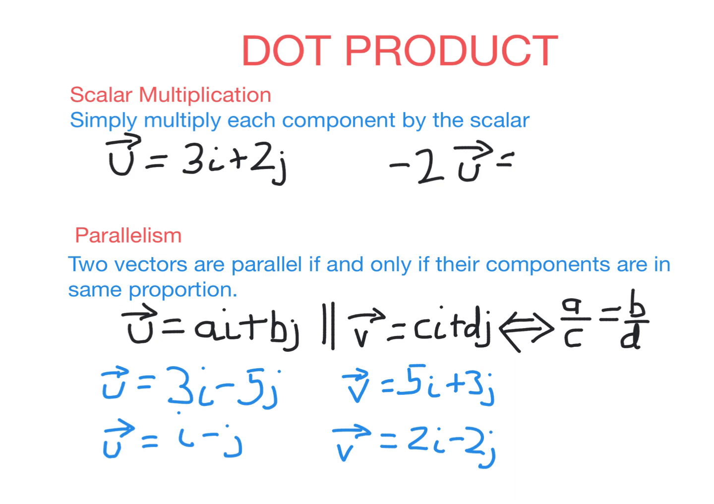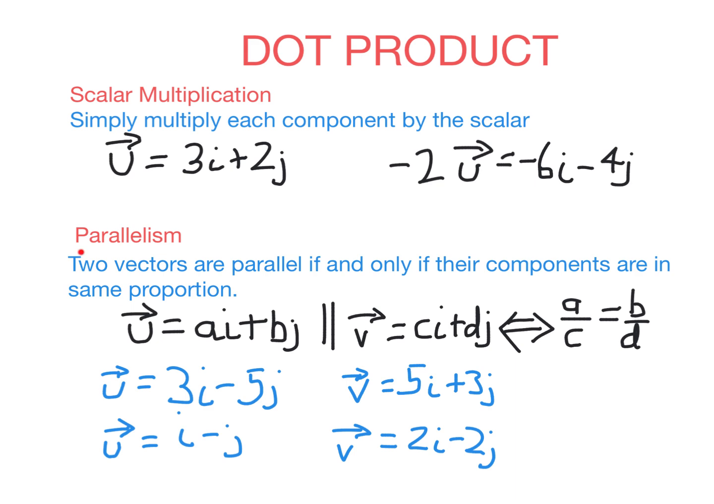To multiply a vector u by a scalar, so just a number, all you do is multiply each individual component by that number. See, -2, as with all numbers, is a scalar. It has magnitude but no direction. So if I want to do -2 times the vector u, I just multiply the x component by -2, so 3 times -2 is -6, and then 2 times -2. That's all there is to scalar multiplication.